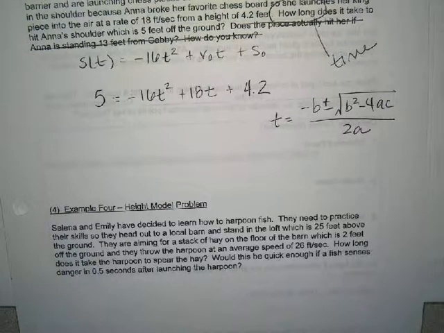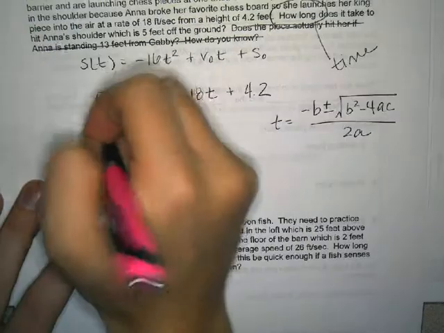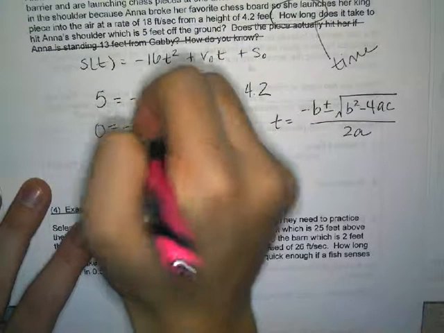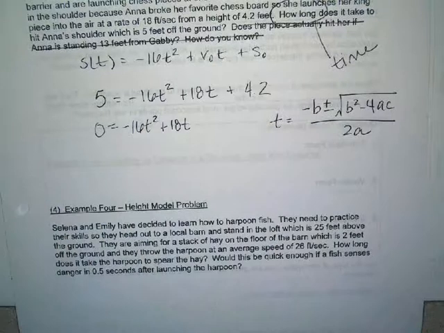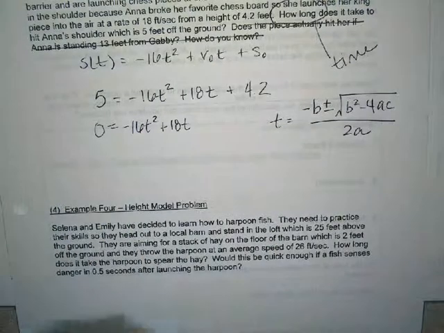Now, before I actually start plugging stuff in, do I know what A, B, and C are? No, I have to move what over first? I have to move that 5 over. If you don't move it over, you don't know what A, B, C are, so you can't use the quadratic formula yet. 4.2 minus 5 gives me negative 0.8.